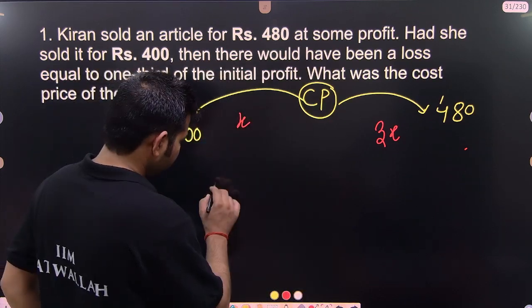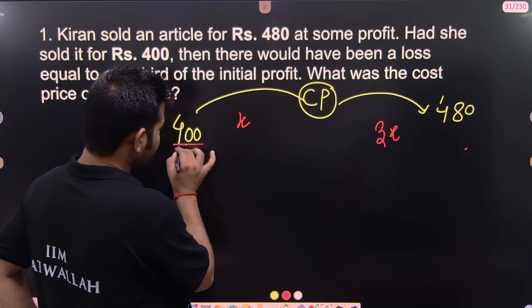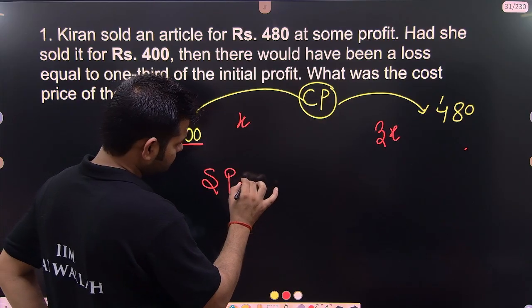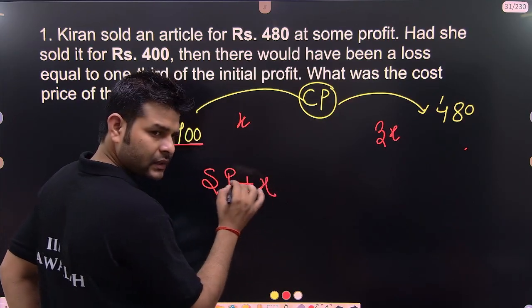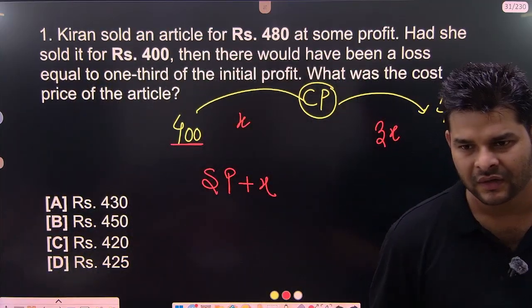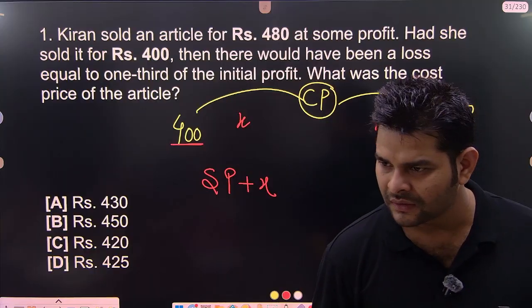Now we already discussed yesterday, there are two ways to calculate the CP. This is SP and this is loss, that would be CP. SP plus loss is CP.